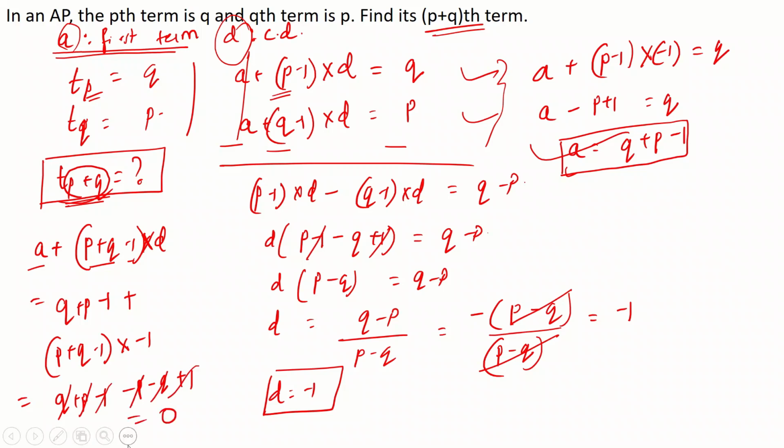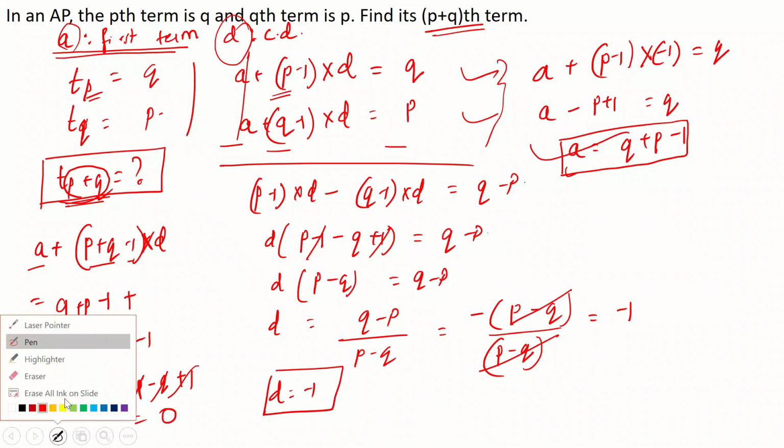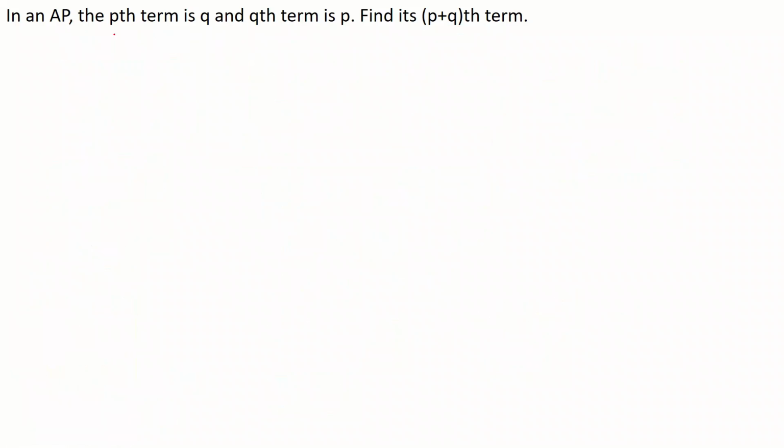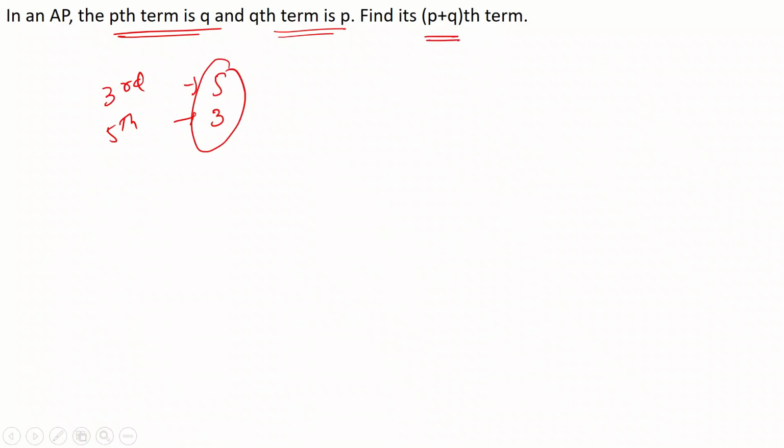And remember that this is a very nice and simple question. What this question says is that if the pth term is q and the qth term is p, that means suppose I give you an AP where the third term is 5 and the fifth term is 3, then its 5 plus 3th term, the p plus qth term, will always be 0.